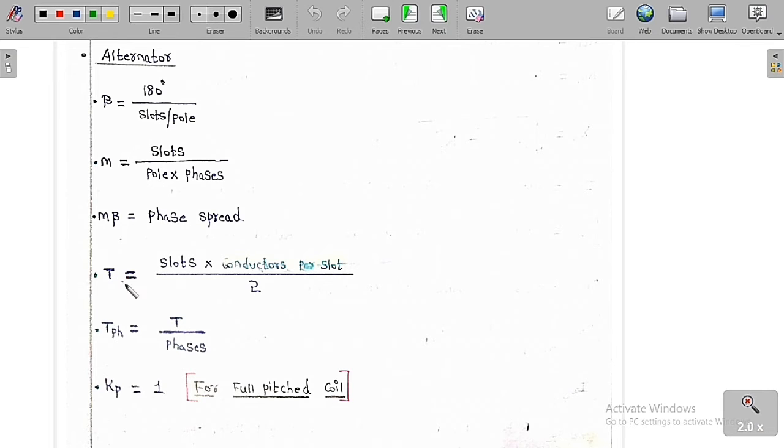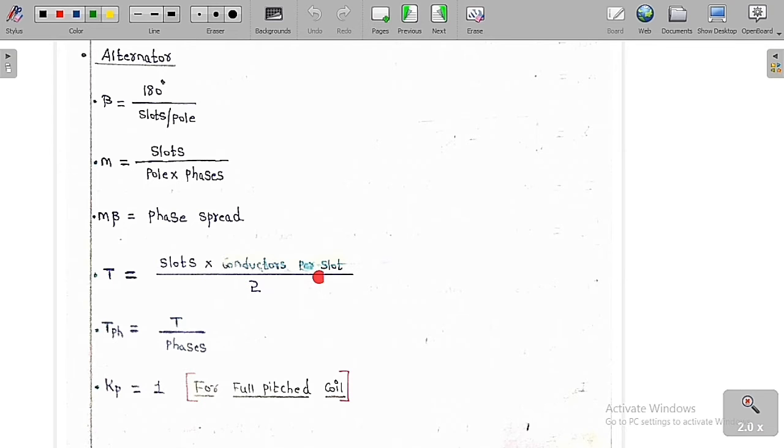So T is called the turns per phase. Turns means number of slots into conductors per slot by 2. So listen carefully. Number of slots into conductors per slot is going to give you the total number of conductors. But for one turn there are two conductors. So I want turns, so divide by 2, and you are going to get the total number of turns.